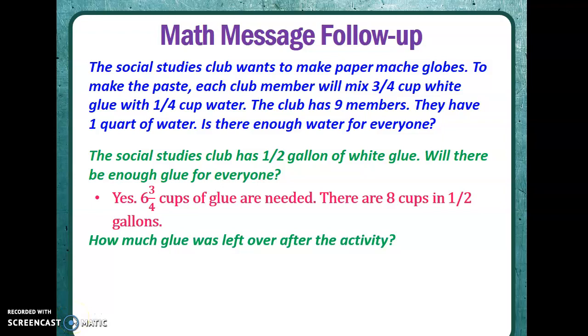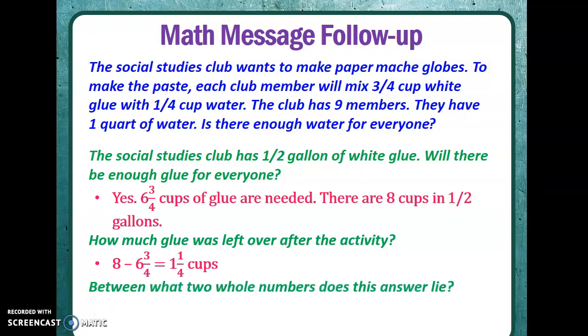Okay, let's try to figure out now how much glue was left over after the activity. So we know that we had 8 cups of glue to start with, but we used 6 3/4 cups. So we need to subtract 8 minus 6 3/4. So go ahead and pause the video while you solve that. So 8 minus 6 3/4 equals 1 1/4 cups left over. And on your number line again, try to figure out what two whole numbers 1 1/4 falls in between. So you should say between 1 and 2.